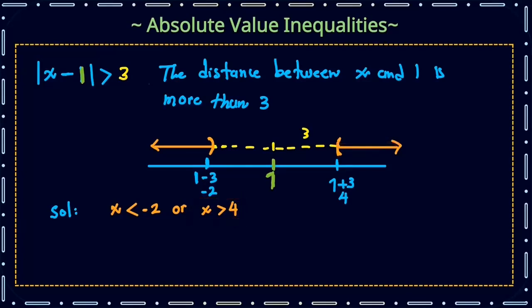We can write this in interval notation as negative infinity to negative 2. If you look at the first interval, it starts at negative infinity and goes up to negative 2, united with, or means union, x greater than 4, which means that we're going to start at 4 and go to infinity.